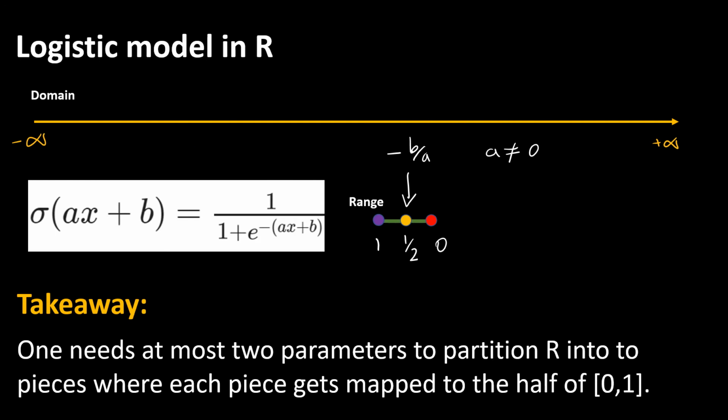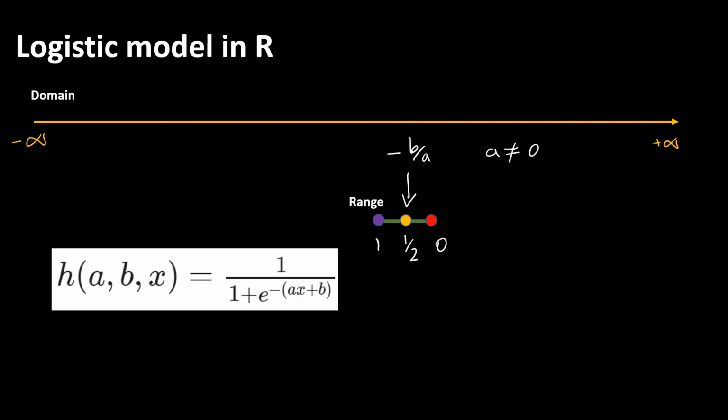The takeaway is that the logistic model in R has at most two parameters, a and b, to partition R into two pieces, and each piece gets mapped to 1/2 of the closed interval between 0 and 1. Notice I mentioned at most two parameters because the coefficient of x cannot be 0. So a logistic model in R is a function that has 3 arguments. 2 of them are a and b, and the last argument is x, whose probability is of interest.